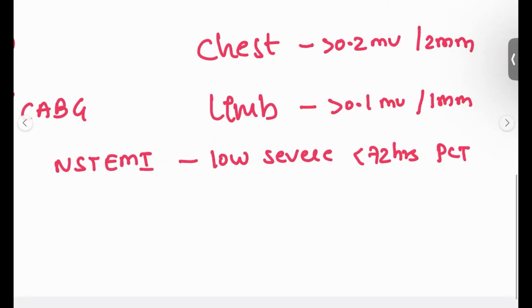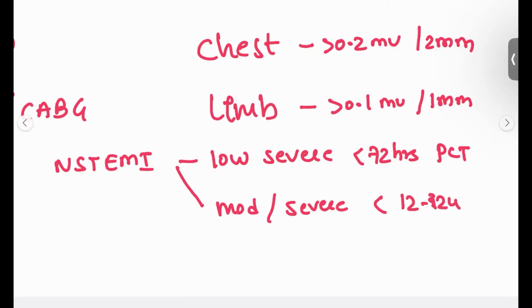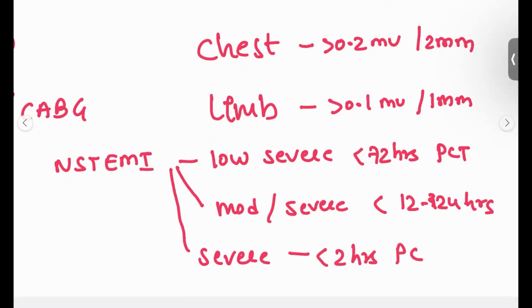And how about the moderate? For the moderate or severe patients, you have to do it within 12 to 24 hours. If the patient is having severe disease, like only ST depression is seen but troponins are very, very elevated, then within 2 hours you have to move on to PCI intervention.